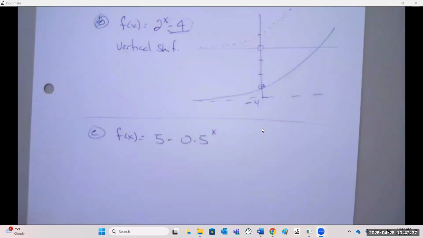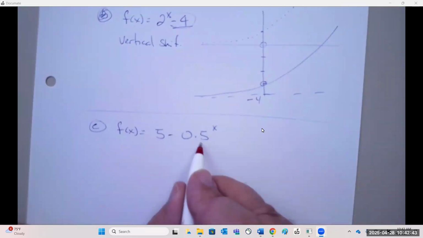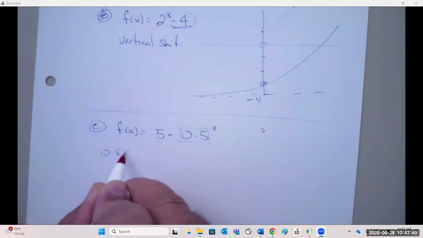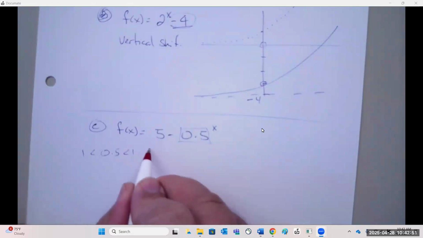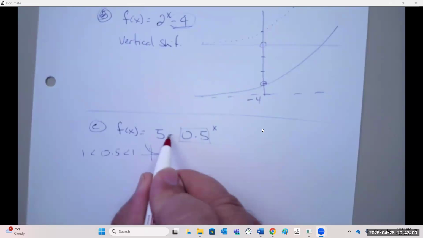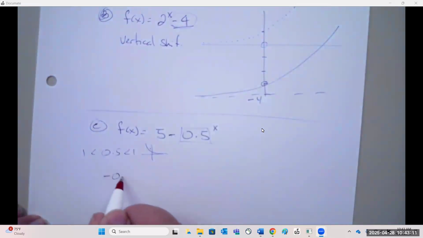This one has a couple of shifts. First off, the base is between 0 and 1, so it's a decreasing function. The sign of the value is outside the function, so since it's negative 0.5, it flips across the x-axis.